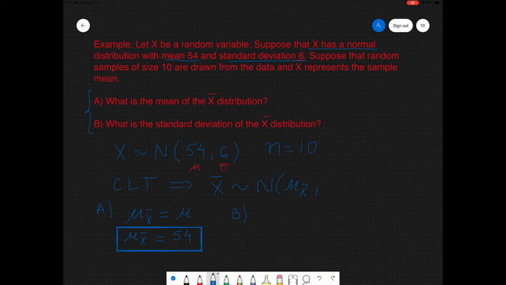So part B, we're going to determine what is the standard deviation of the sampling distribution. The standard deviation of the sampling distribution is the population standard deviation divided by the square root of the sample size. So we have 6, the standard deviation of the underlying population, and we're going to divide this by the square root of the sample size, which is 10. Doing this computation, we have that it is approximately 1.9 rounded off to one decimal place.